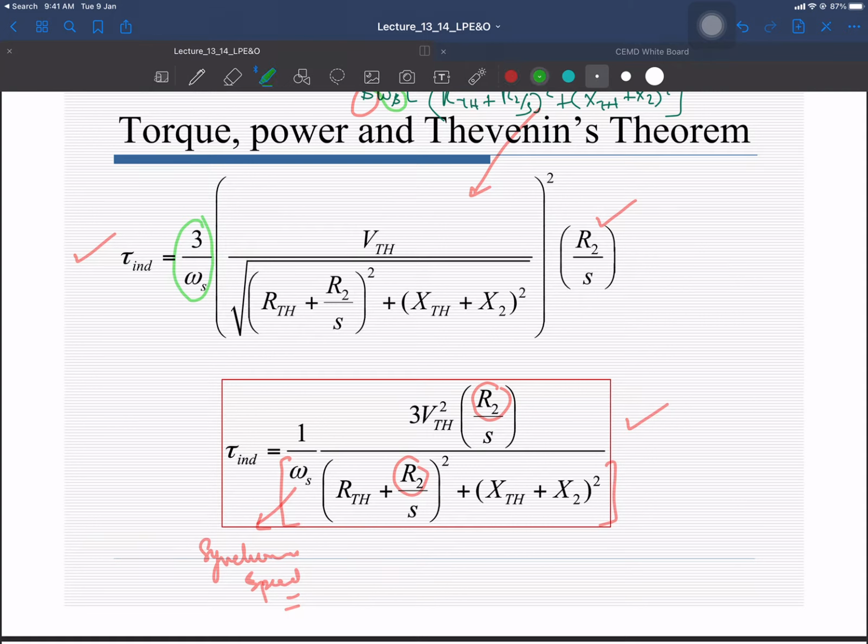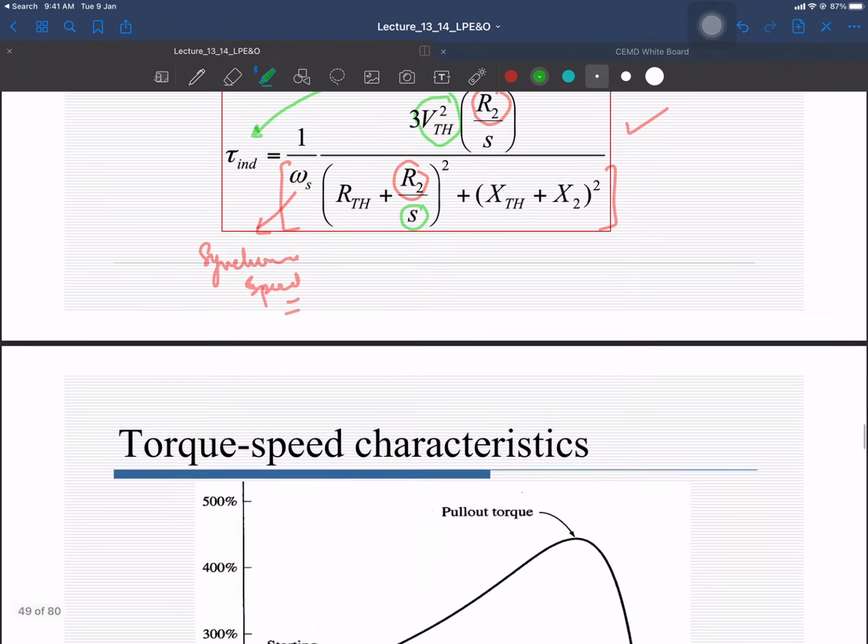Externally, we are going to apply this voltage, so we can control the torque with the help of the voltage, and we can control the torque that is induced with the help of the slip as well. Slip is an important parameter over here, because that depends upon the speed. With the variation of the speed, slip will be changing and induced torque will be changing.